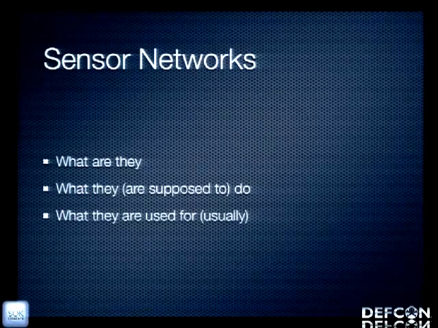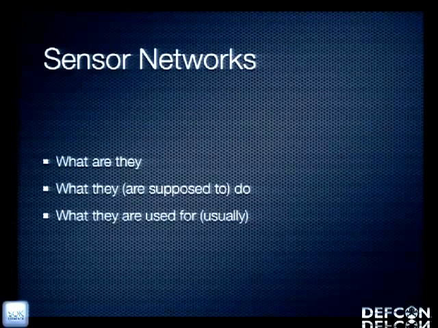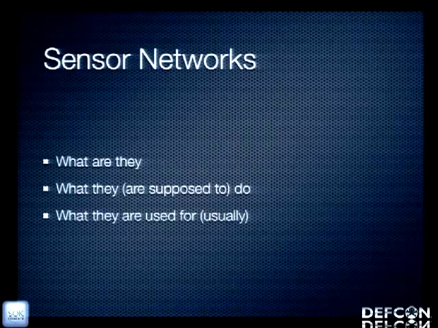They send stuff back in order to be interpreted by a central node, and that central node is usually a part of the sensor network itself. That's what they're supposed to do. What they're usually used for are industrial controls, manufacturing, tracking of equipment, things like that. They're usually pretty small. As far as we can tell, some of the largest independent sensor networks are around the 300, 400, 500 sensor stage, and then they break off into other networks.